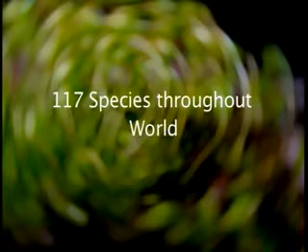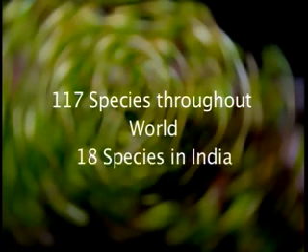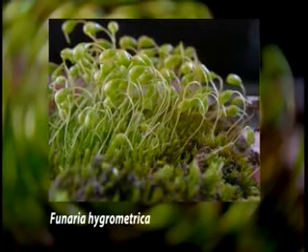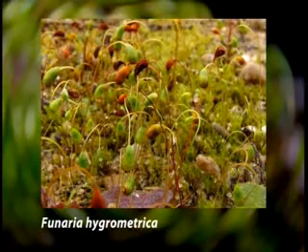The genus is represented in India by about 18 species, which grow as dense green mats or patches in moist shady soils, banks, rocks, bird grounds, and tree trunks. They prefer alkaline soil. Funaria hygrometrica is a very common species of this genus, growing extensively in the hills of various parts of the country.